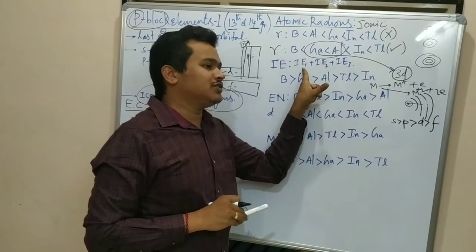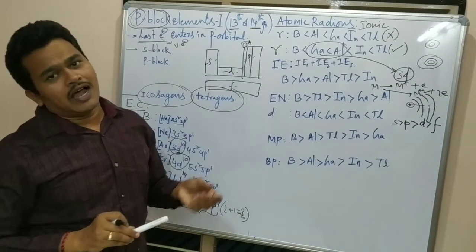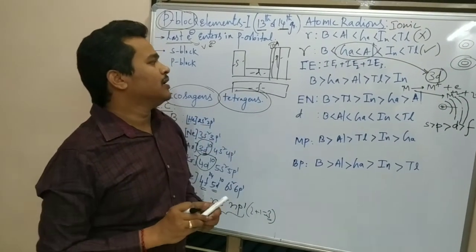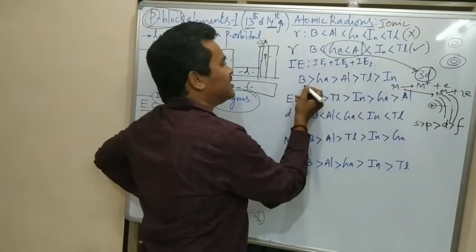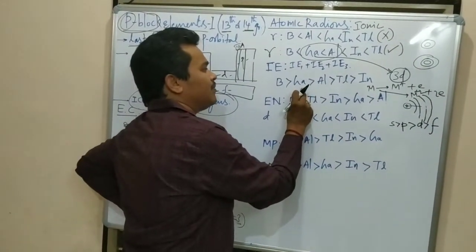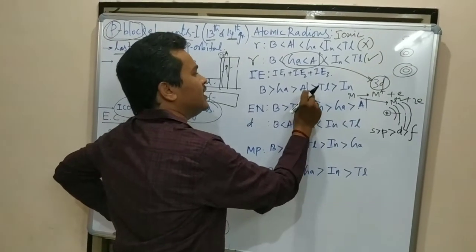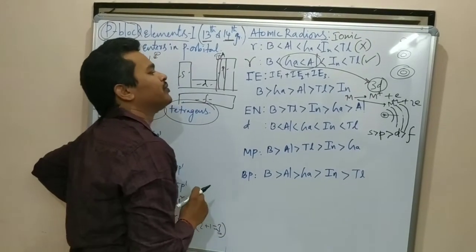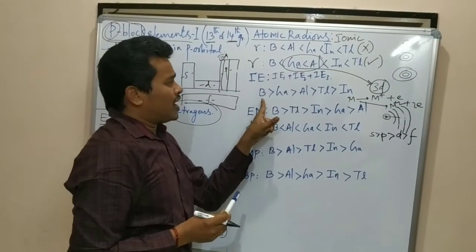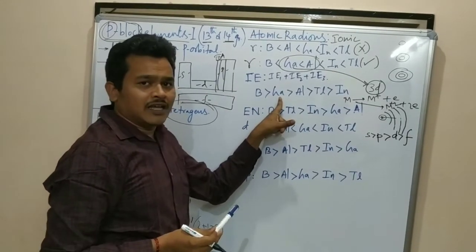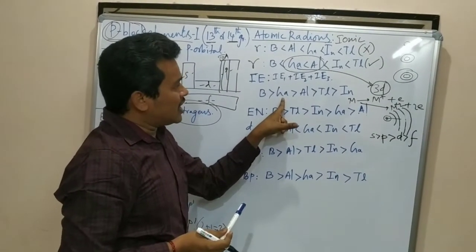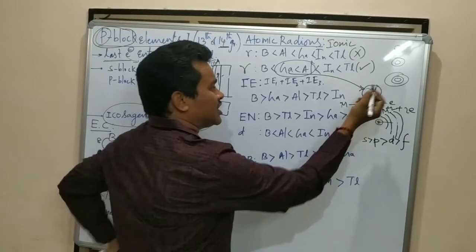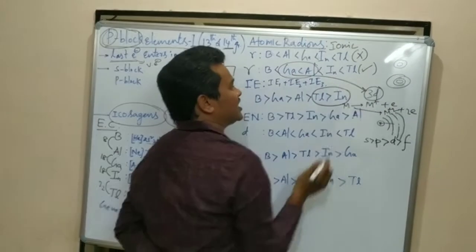Based on the first, second and third ionization potentials, we are giving this order. Based on this, boron is greater than gallium. Gallium is greater than aluminium. It is greater than thallium and indium. Boron is smaller compared with gallium, so it has more ionization potential. Gallium is smaller than aluminium, so it has more ionization potential. Where does the exception take place? Here only, the exception takes place.